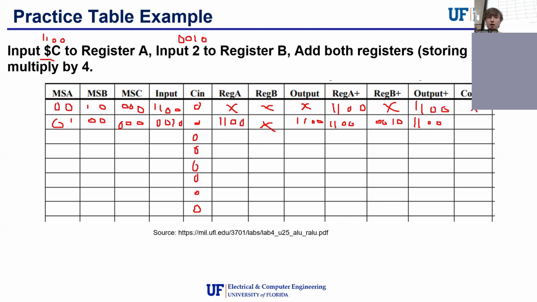And if we look, now we can actually check the C out condition. If we look at the first bit of A and the first bit of B, it's 1 and 0. And 1 plus 0 is 1, which means that there's no carry. So our carry out will be 0.